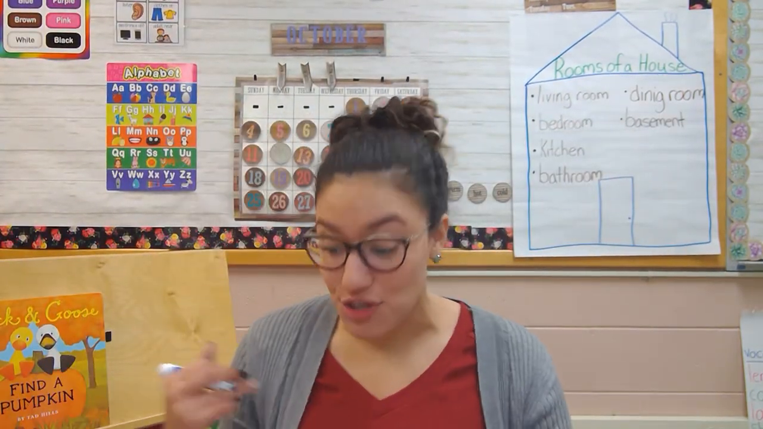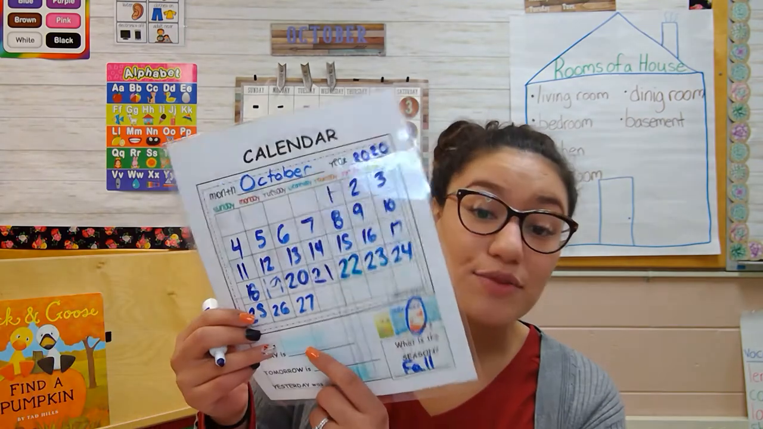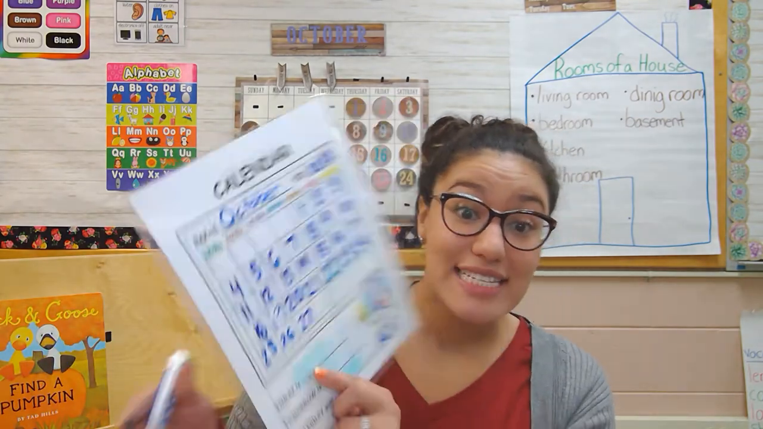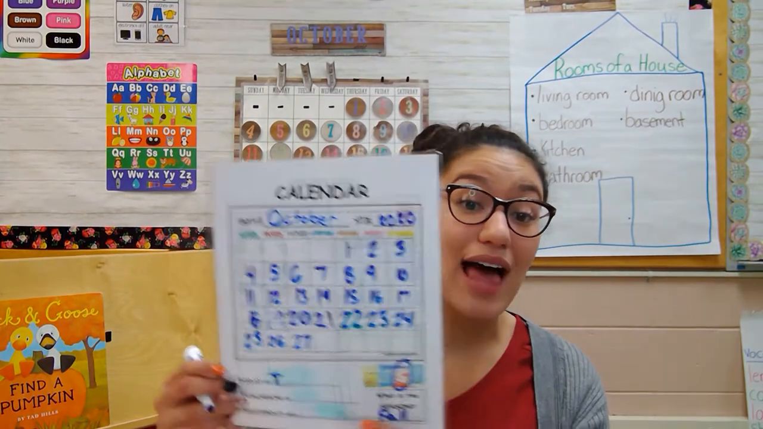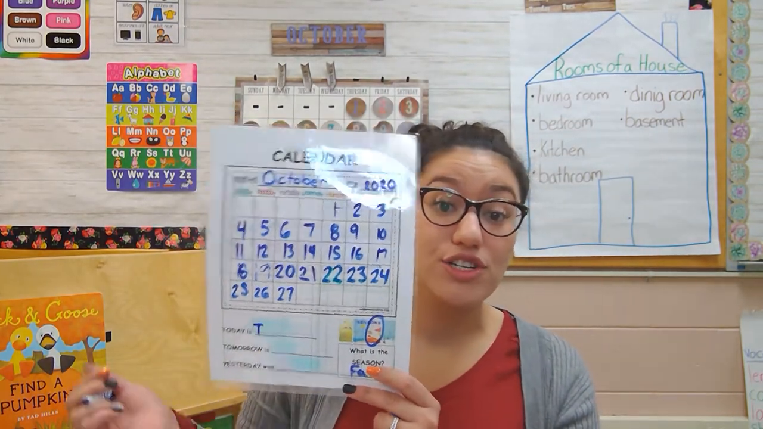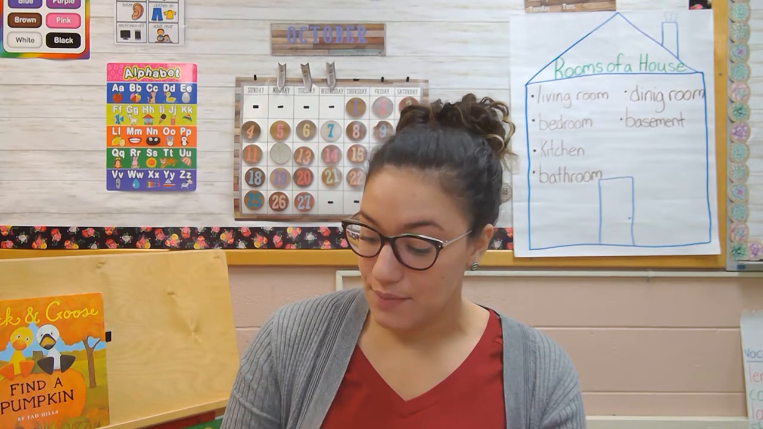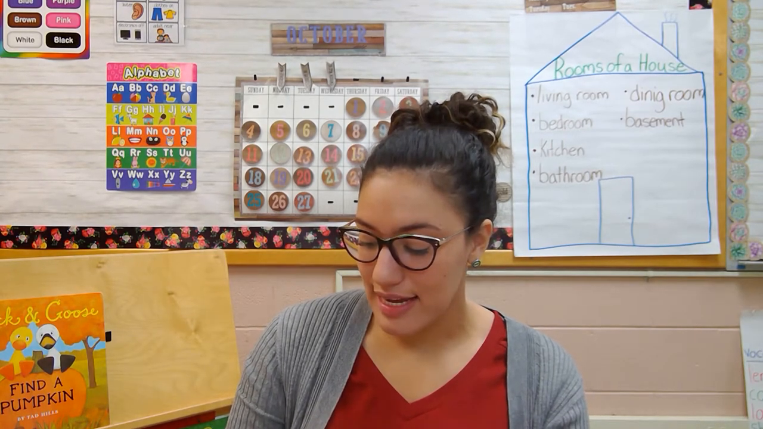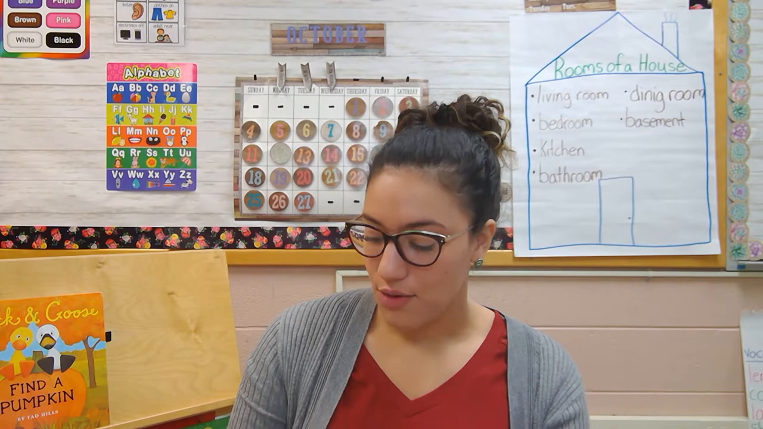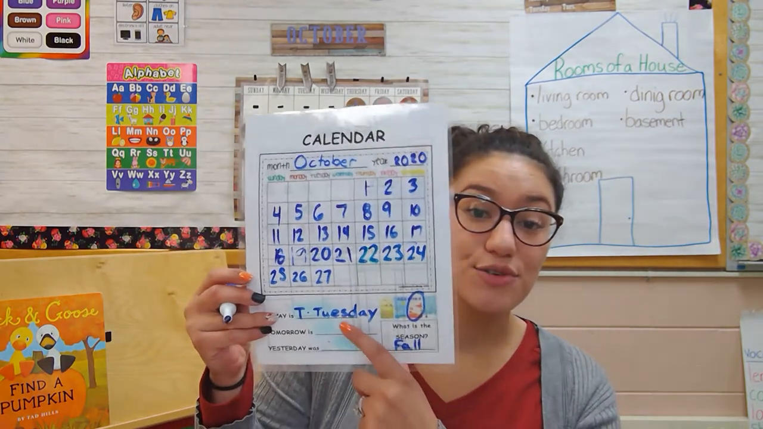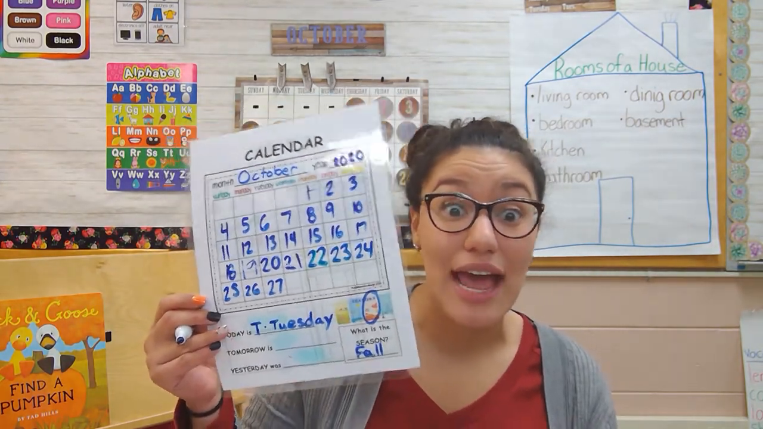All right, now I said today is Tuesday. So you can write the letter T right here. Today is Tuesday. Now, if you want to spell out the whole word Tuesday, I can help you. It is T-U-E-S-D-A-Y, Tuesday. So today is Tuesday.